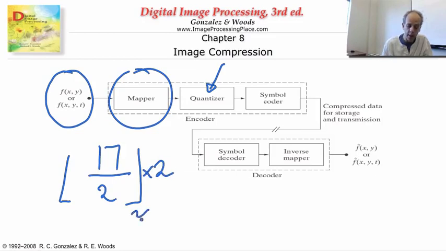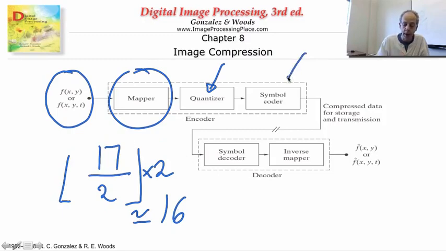So I will end up reconstructing 16 instead of 17. I introduce error by doing quantization, and we're going to describe some of the best techniques to do quantization, and actually also the quantization that is used in JPEG, which is basically of the type I just wrote here.